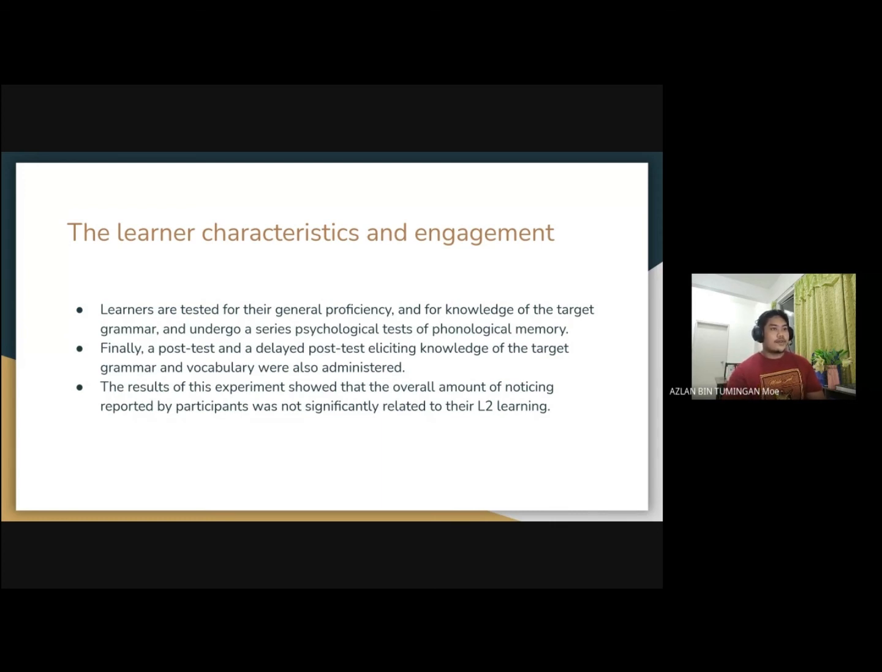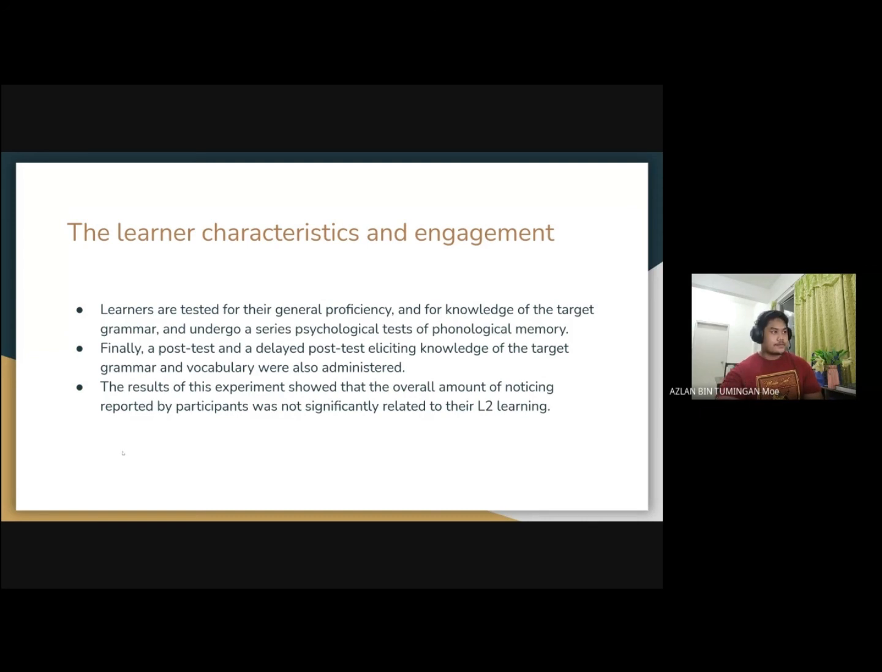So what happened here is the learners were tested for general proficiency and for knowledge of the target grammar, and underwent a series of psychological tests of phonological memory. Afterwards, a post-test and a delayed post-test eliciting knowledge of the target grammar and vocabulary were also administered. The result of this experiment showed that the overall amount of noticing reported by the participants was not significantly related to their second language learning.